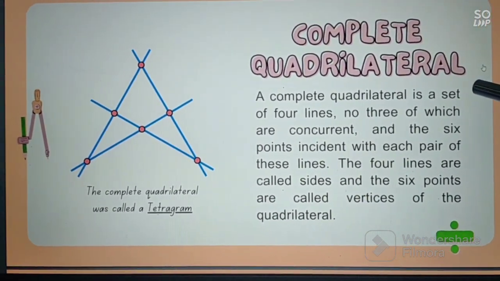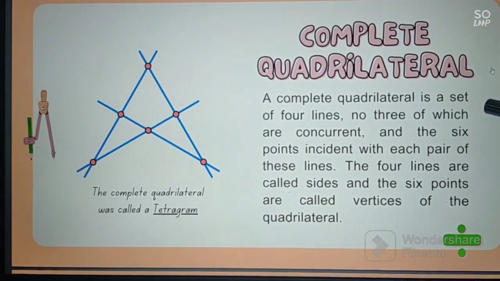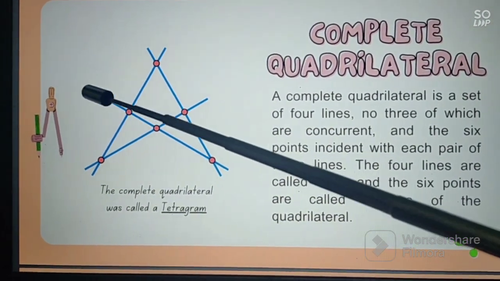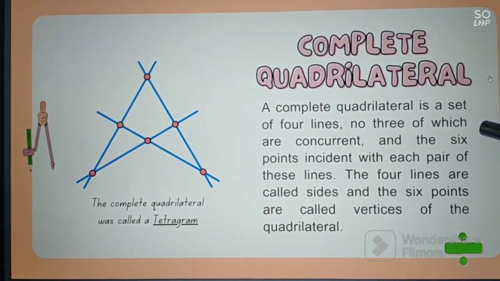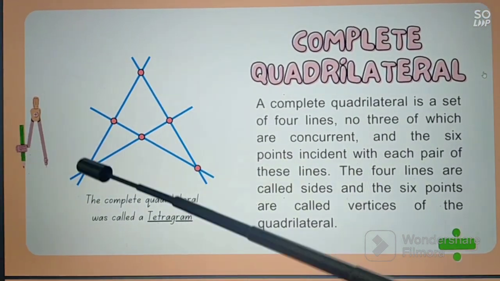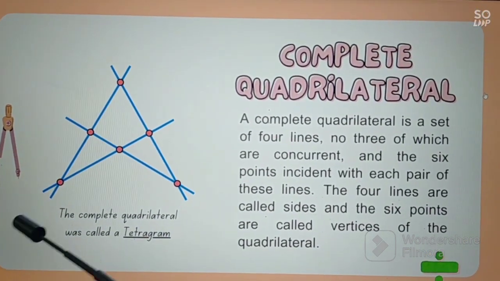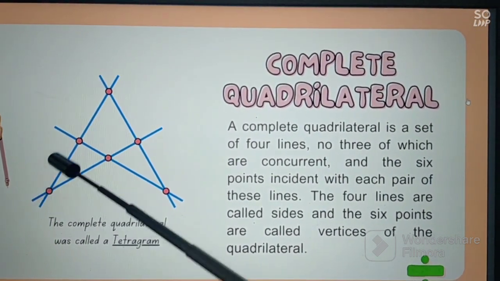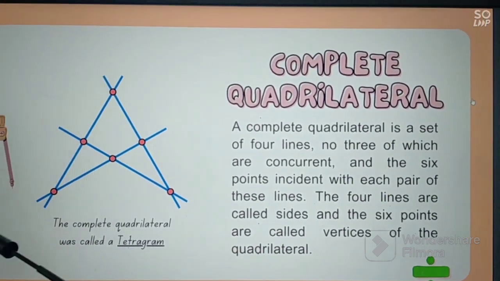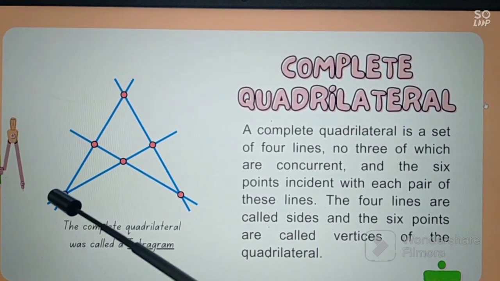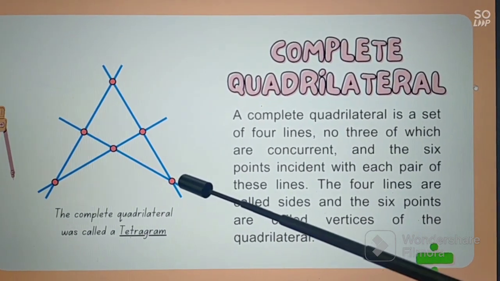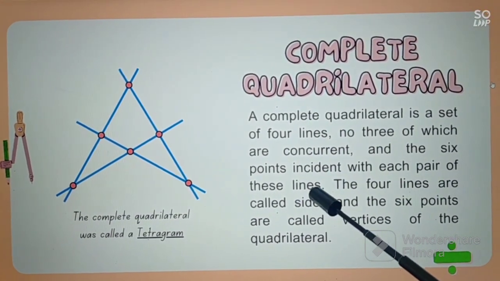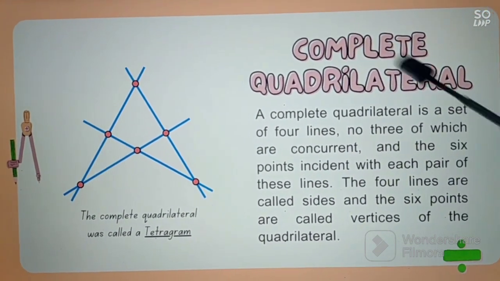What's the difference, ma'am? The complete quadrilateral is a set of 4 lines. We have 1, 2, 3, 4, no 3 of which are concurrent. As we can see, based on our figure, lines are connected by pairs. So we cannot see 3 lines in a point. It is always 2 lines at each point. And the 6 points incident with each pair of these lines. So it is connected to the second statement.